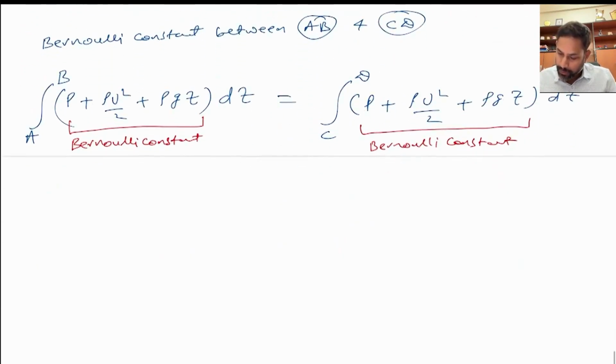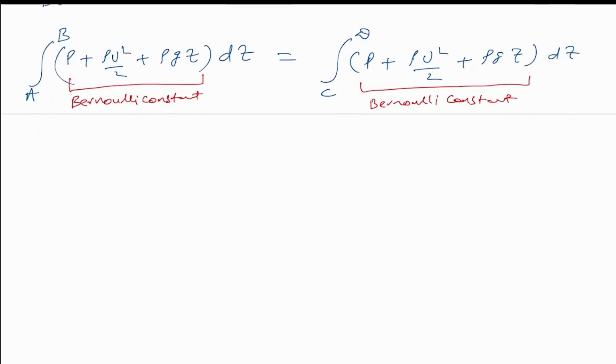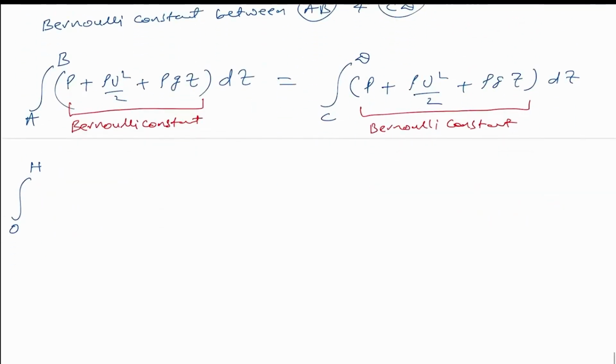All right, so similar to the momentum flux balance, let's now expand all these terms that we have. On the left hand side, we go from 0 to H, and the pressure at any point on the left hand side between A and B, we can define as PA minus rho A g z, plus rho A u square by 2 plus rho A g z, dz.